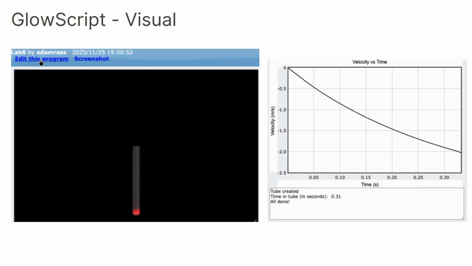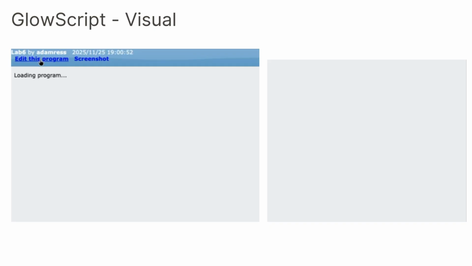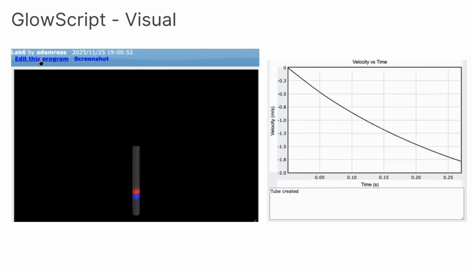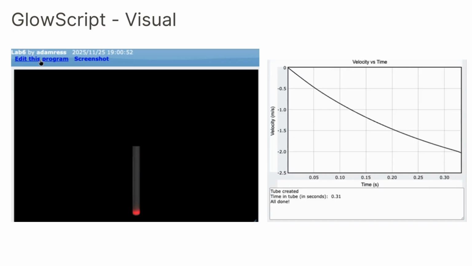You see the magnet falling, and you can see the induced currents that are creating a force that acts on the magnet to counteract the gravity force. And so you can see that in GlowScript, we calculated that the time for it to fall was 0.31 seconds.